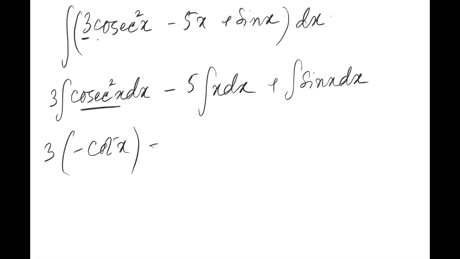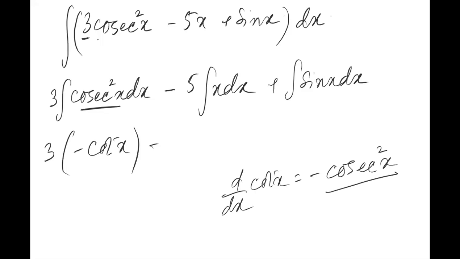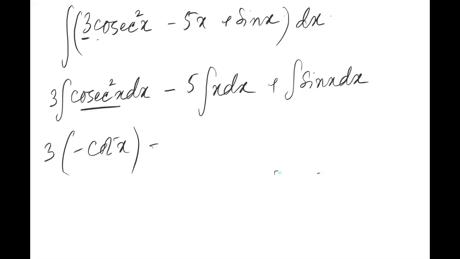Integration is the reverse process of differentiation. If you can recollect, the differentiation of cot x was minus of cosec square x. In the case of integration, this thing gets reversed. That is, integration of cosec square x became minus cot x, right? So that is why the formula for cosec square x is minus cot x.